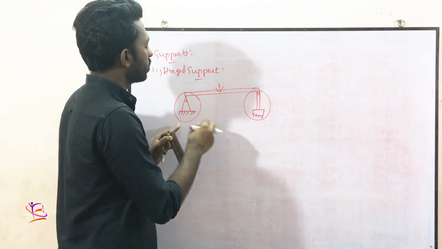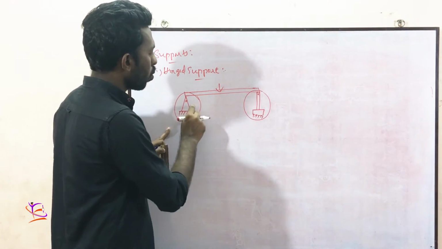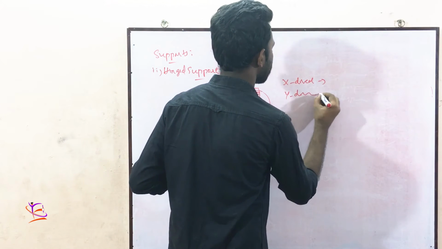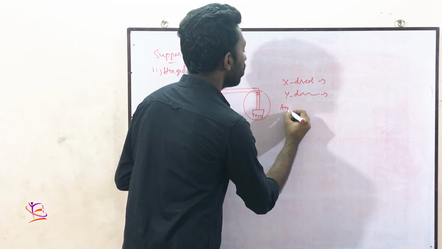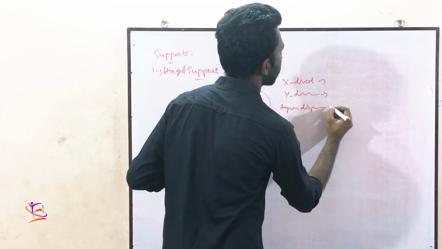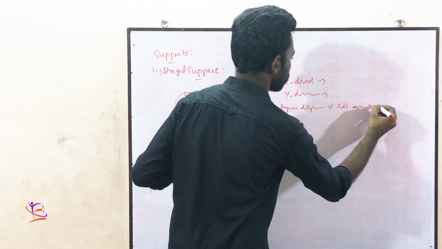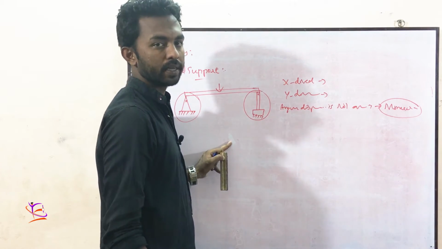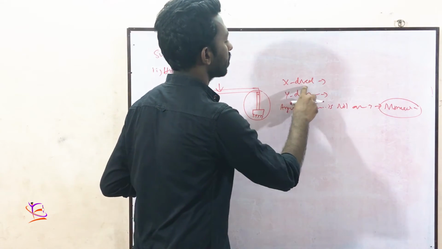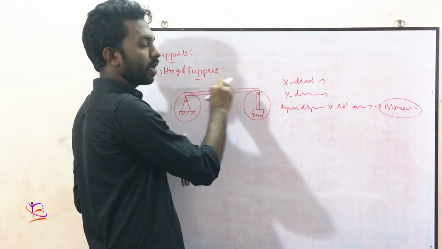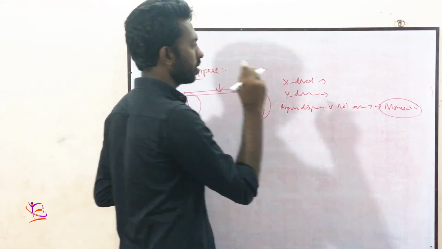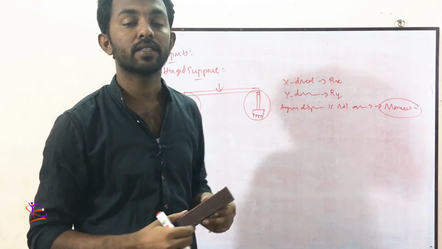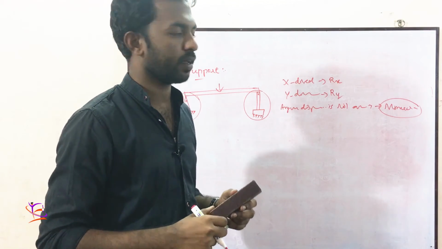So here, the x direction is arrested, y direction is arrested, and the angular displacement is not arrested. So moment will not be there. So we can say that the movement along the x direction is arrested, so reaction x will be there, and y direction is arrested, so reaction towards y direction also will be there.